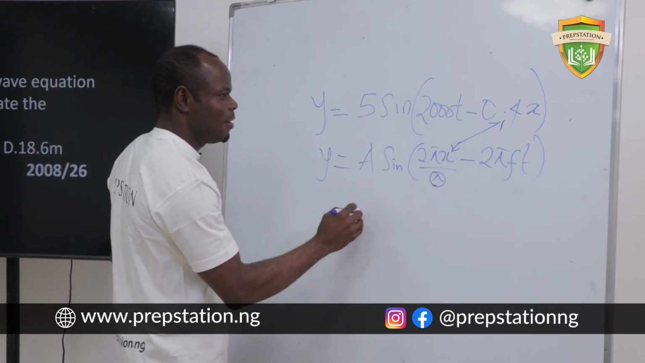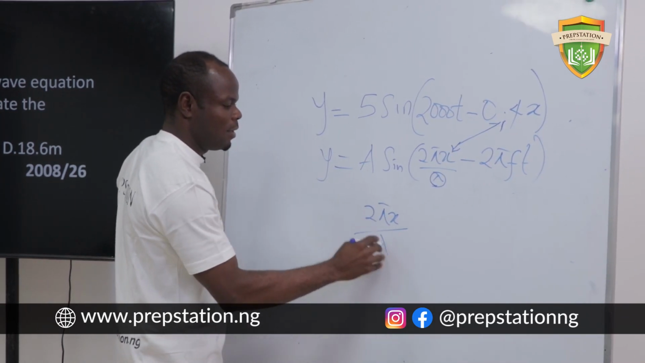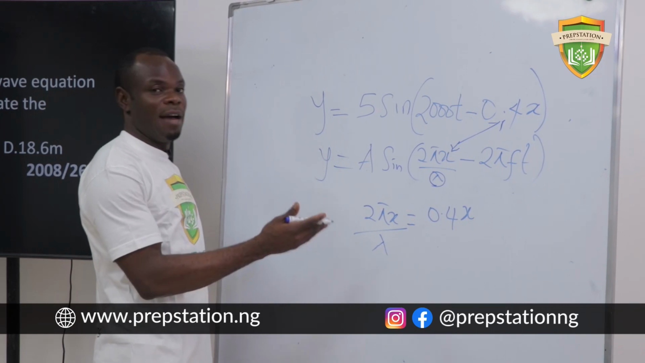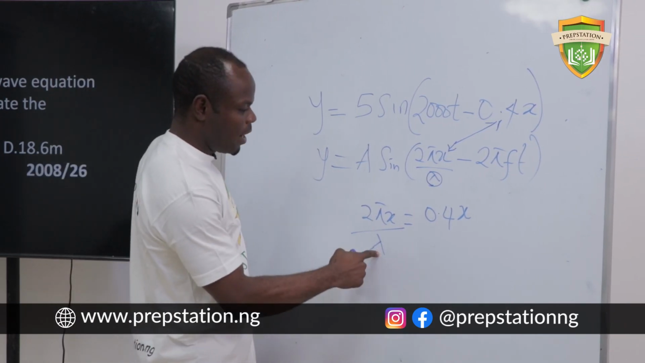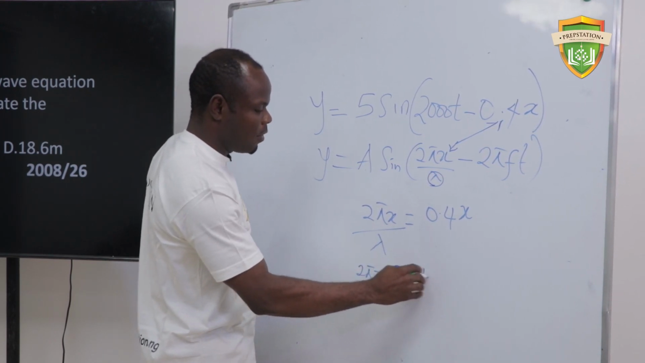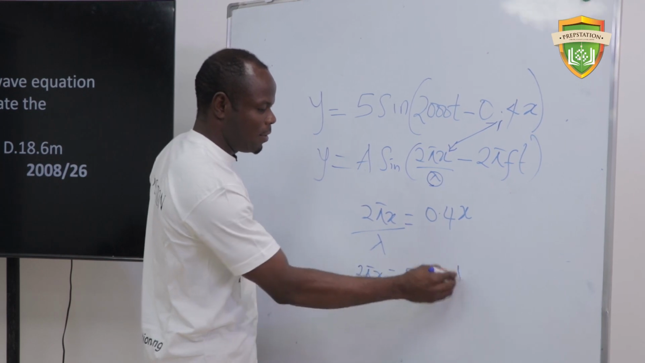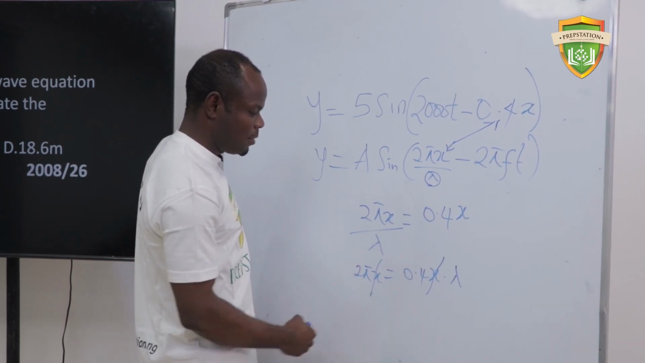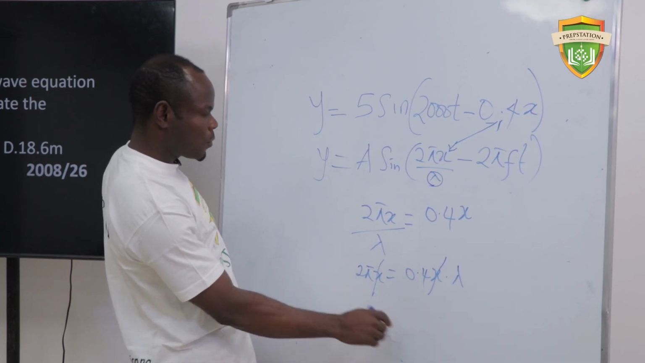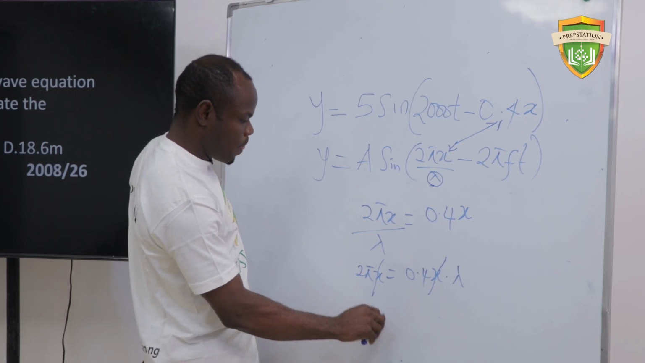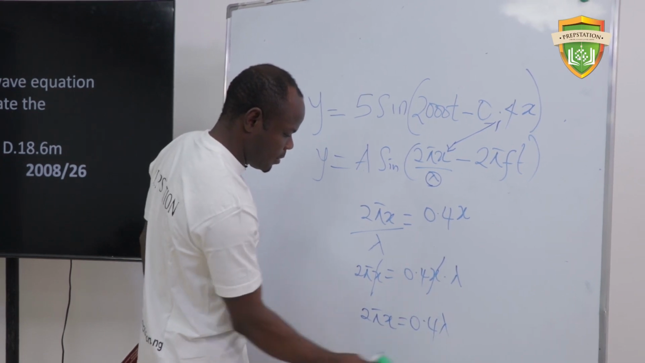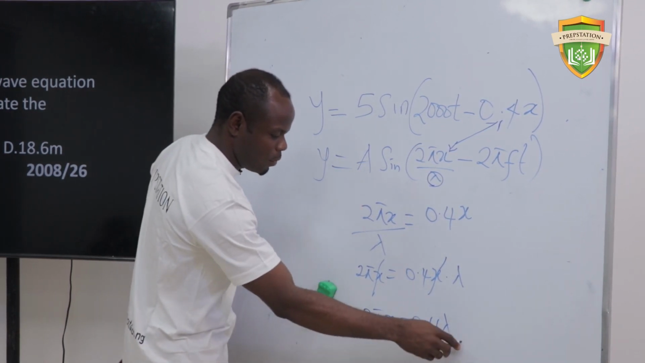So we now have 2 pi x all over lambda equal to 0.4x. This is what we're having. And let's solve through. So we are looking for lambda. We can cross multiply: 2 pi x equal to 0.4x lambda. So x will definitely be taken out, and we have 2 pi equal to 0.4 lambda. So we need our lambda, so we divide through by what?